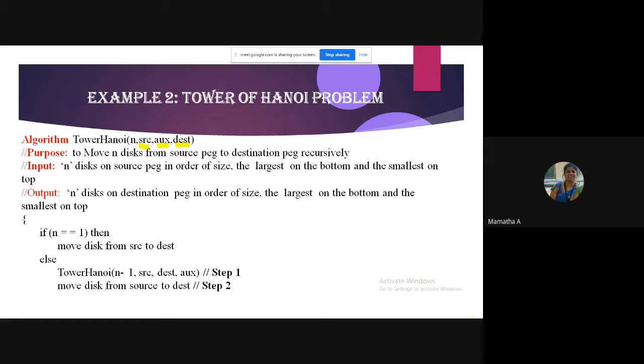Okay. What is my step 3, the last step? Again, should I call the function? Yes, ma'am, Tower of Hanoi. Again, the first parameter is what? N minus 1, comma. Second one, where are all the disks present? Auxiliary, which is now acting as the source. Then placing it back to where? What is my last parameter? Destination. Yes. So Tower of Hanoi.